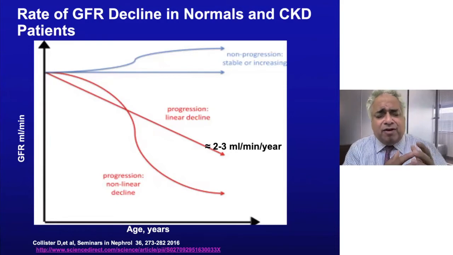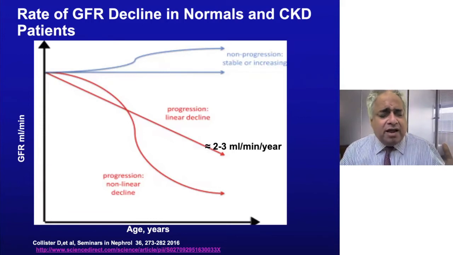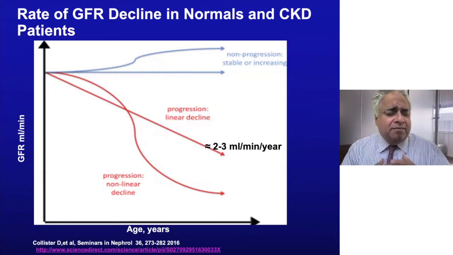Some patients progress linearly, other patients progress in a nonlinear fashion, and you need to bear that in mind. So you might have someone who's progressing linearly at around 2 mL per minute per year, and you're saying, that's not so bad, but then suddenly they have a steep decline, and they're now fast progressors. So keep an eye on these patients and be cognizant of the fact that progression rates aren't completely linear in everyone.